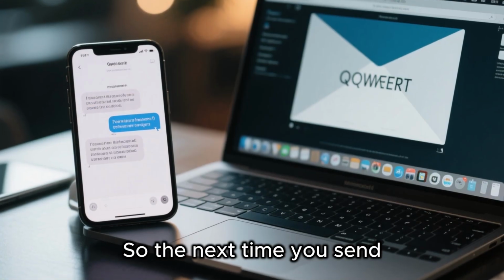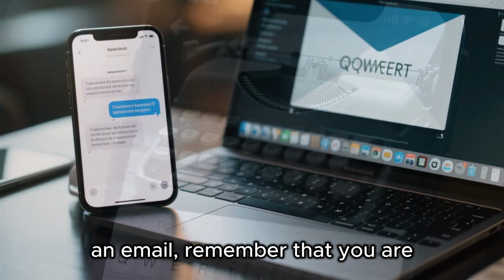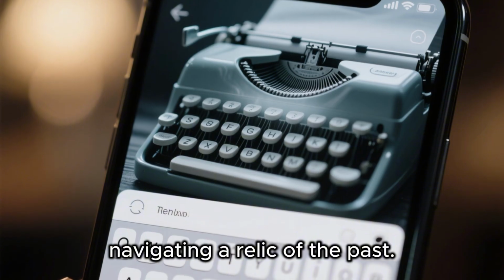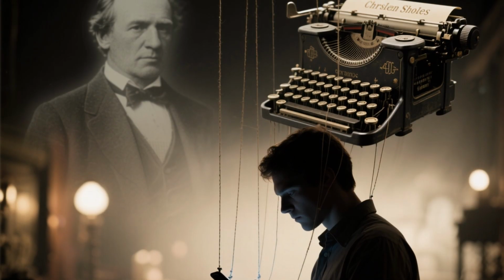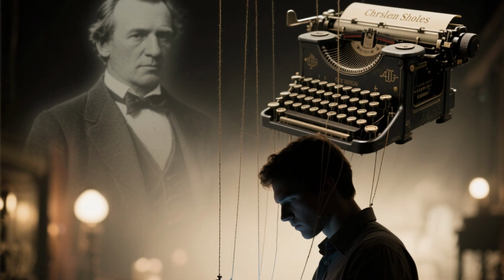So the next time you send a quick text message or write an email, remember that you are navigating a relic of the past. Your modern digital communication is being steered by a 150-year-old mechanical workaround.